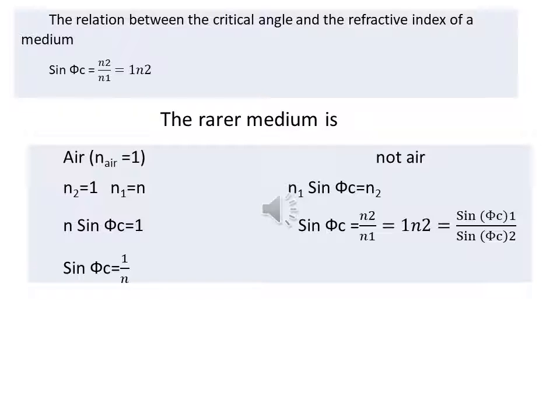If the second medium isn't air, so n1 sine phi c equals n2, so sine phi c equals n2 divided by n1, which equals sine phi c1 divided by sine phi c2.